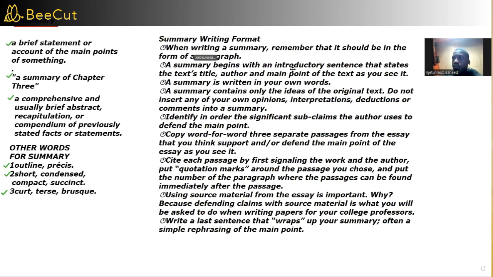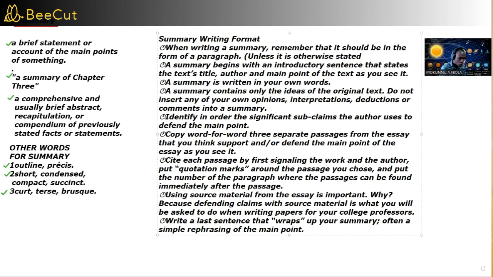Number one, remember that it should be written in the form of a paragraph unless it is otherwise stated. So it should be in the form of a paragraph. Then a summary begins with an introductory sentence that states the text title, author, and main point of the text as you see it.